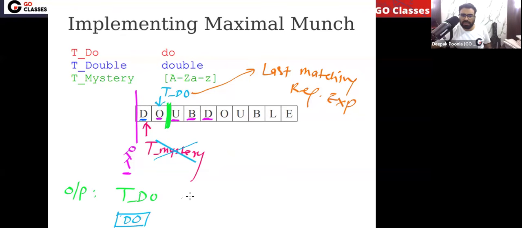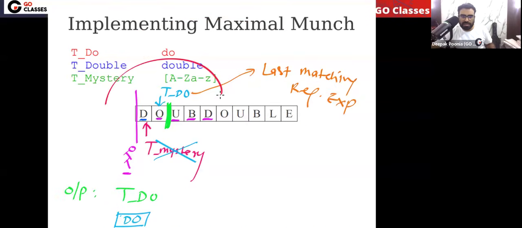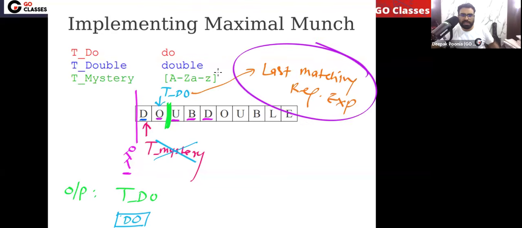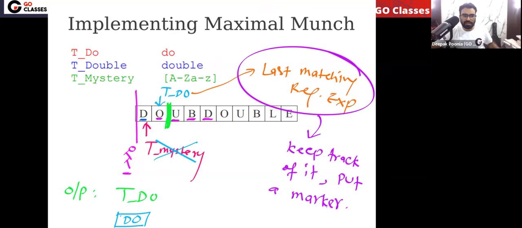Is this clear? Of course, we have seen the complete explanation here, but this initial part I just wanted to explain because it is very important. So always put a marker. What is the last matching regular expression? Keep track of it. Put a marker, so that in the future, if nothing else matches, if no longer match is there, then we will generate a token for this. I hope you understood this point.